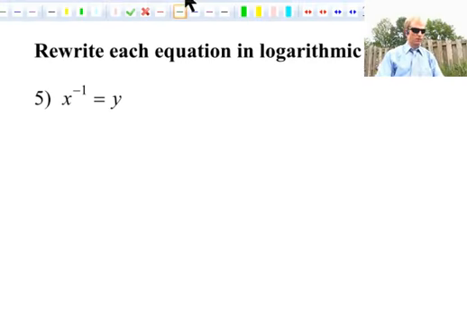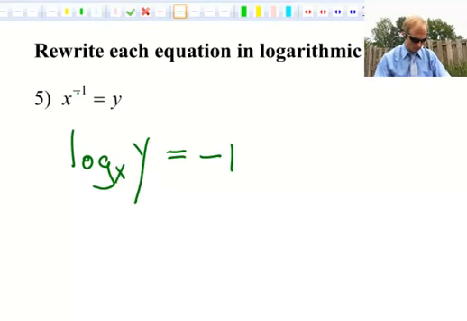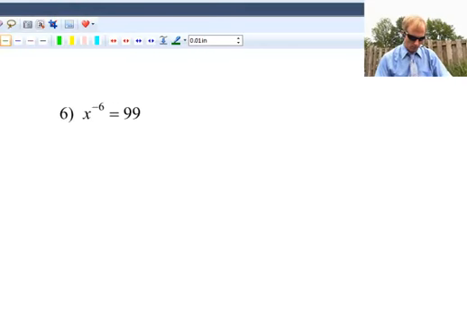Alright, now I'm going the opposite direction. I'm asked to rewrite an exponential equation in logarithmic form. So the first thing I want to do is write a log, write an equal sign, and now I just need to figure out what goes where. Well, the base of the log is always going to be the base in the exponential equation. So in this case, it's x. The exponent is going to be what our log is equal to. So in this case, the exponent is negative 1. So that's going to go right there. And finally, what's on the other side of the equal sign is going to be the argument of the log. So I get log y base x equals negative 1.